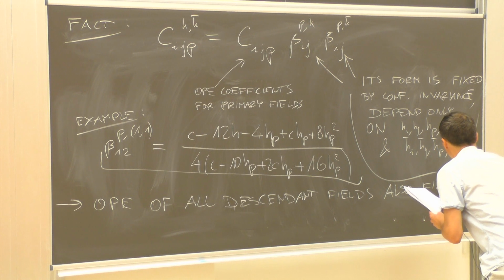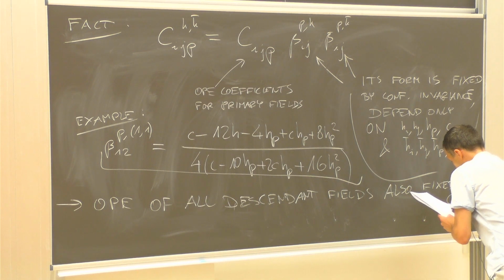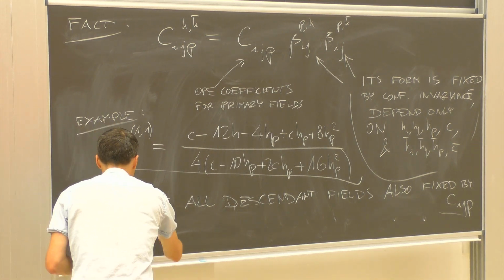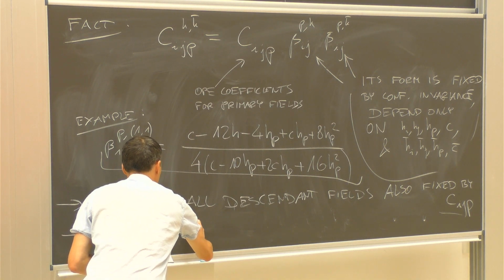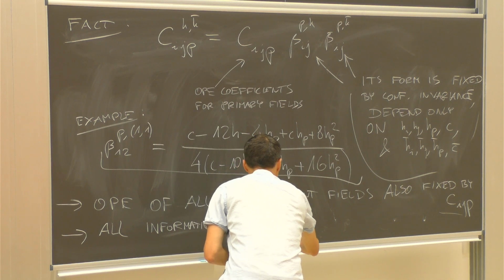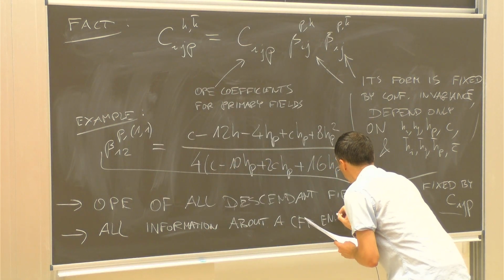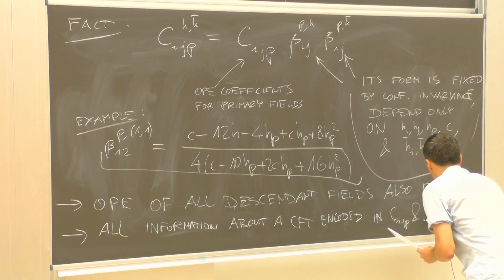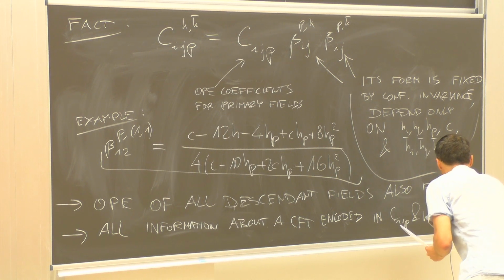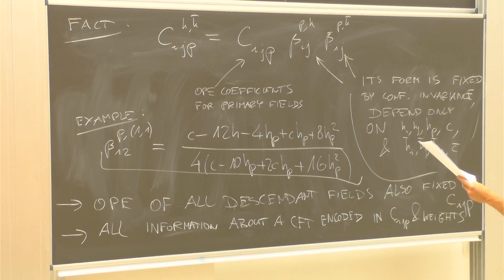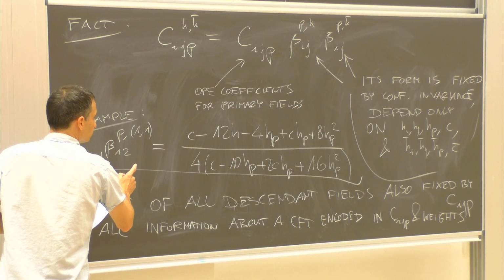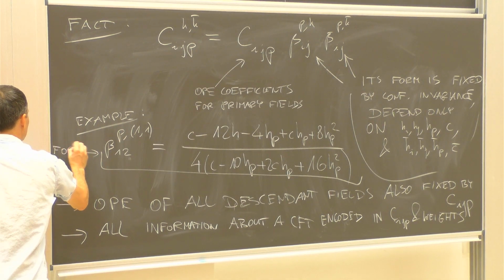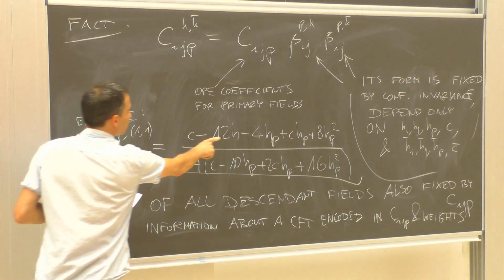So this is also fixed by the structure constant C i j p. And again, let me write it on the blackboard that in this sense, all information about a given CFT is encoded in the structure constants C i j p and weights of primary fields. And one correction here. I have just H, but not H1 and H2. This is still a simple example for H1 being H2 and equal to H, which is in this expression.